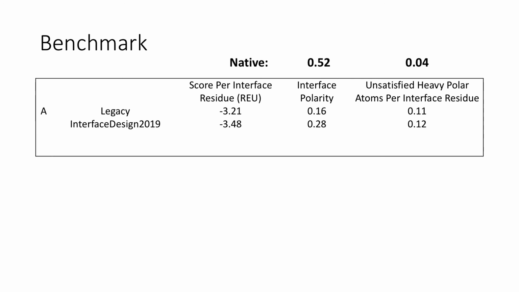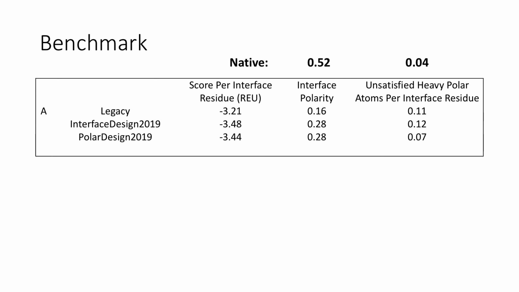With our first improvement, the biggest change is probably in the Rosetta score. So we get a much better Rosetta energy. But the interface polarity goes up a bit, though not quite to native levels. And the hydrogen bond satisfaction actually gets worse, partially because we're introducing more polar atoms that can be unsatisfied. This is not normalized to be per polar atom. This is per residue.